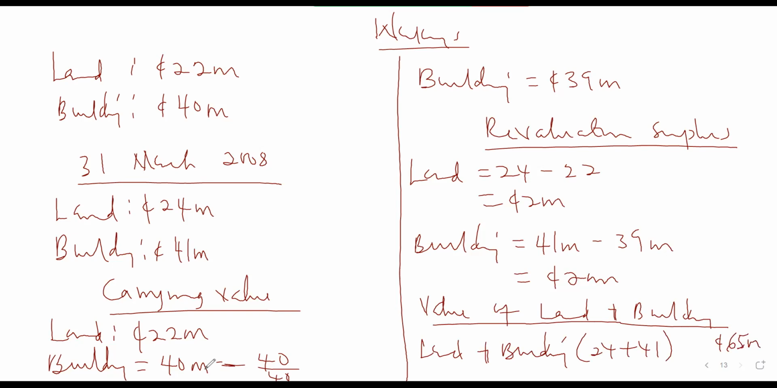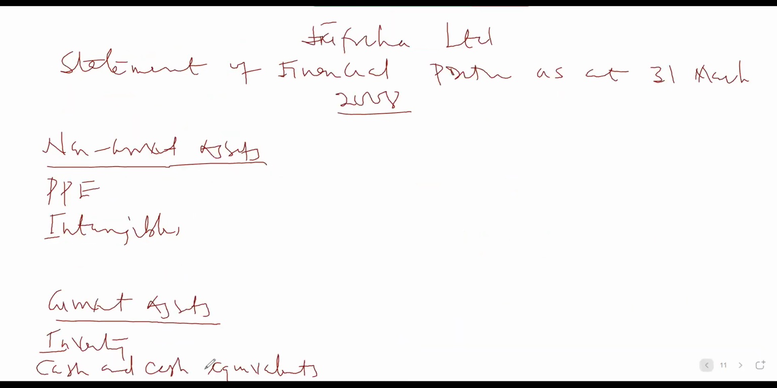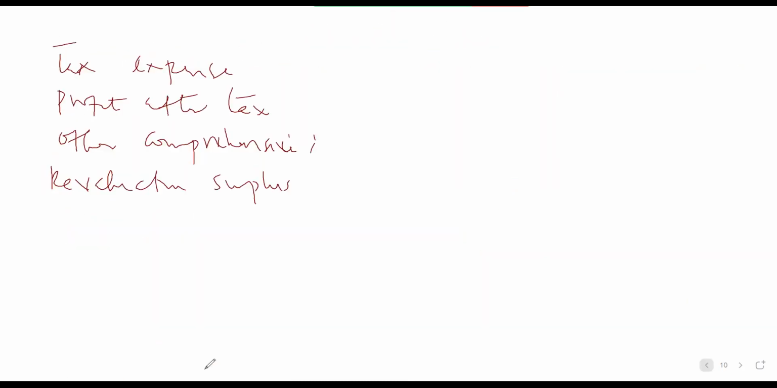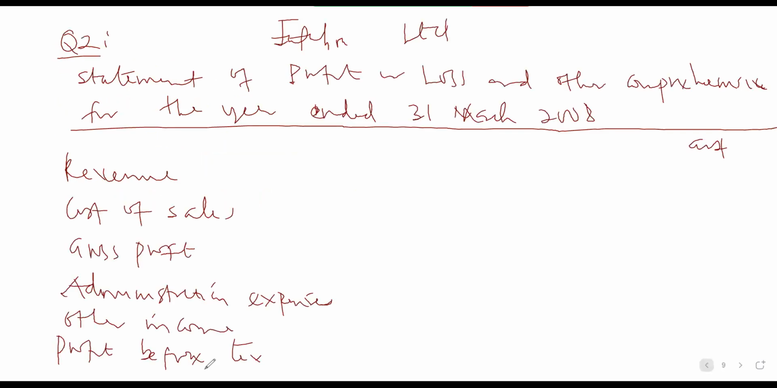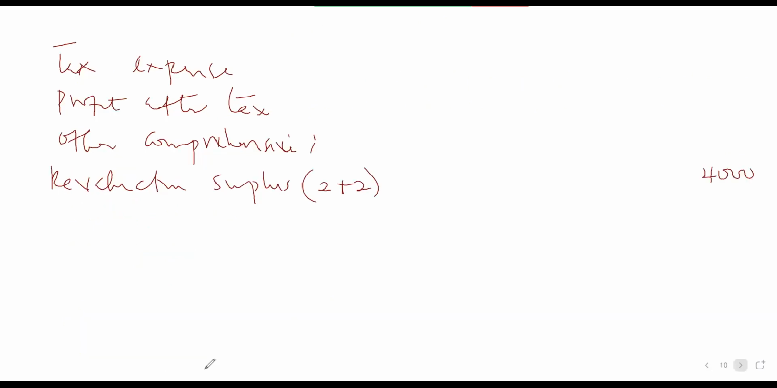So straightforward, you can go to your statement of comprehensive income and you show a revaluation surplus of 4 million. That will be 2 plus 2. There will not be any deferred tax implication of this because we are not given a tax rate. We are keeping 3 zeros, so that will be 4,000. Okay, we are done with the first part.